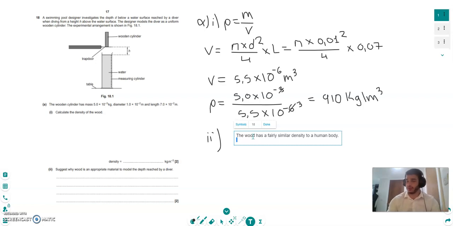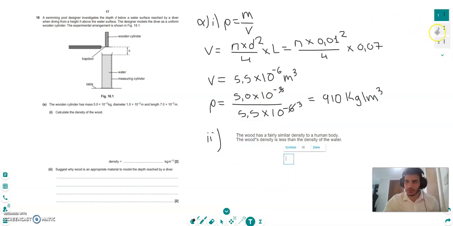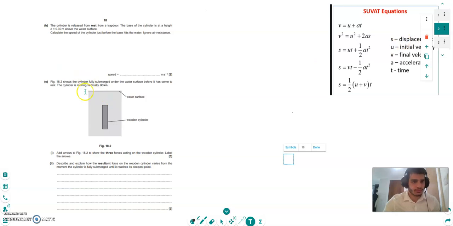If the wood floats in the water, that means that the wood's density is less than the density of the water, right? So the wood's density is less than the density of the water, and that should give you the 2 points. Right, let's move on to the next page. Part B.